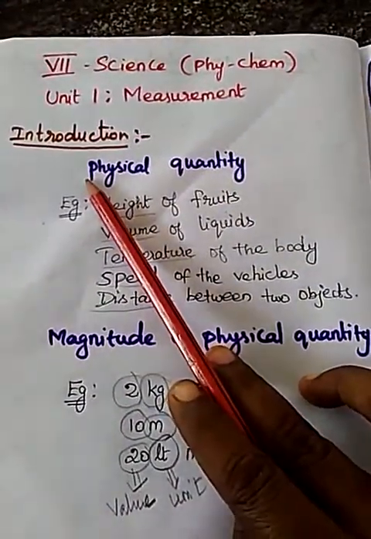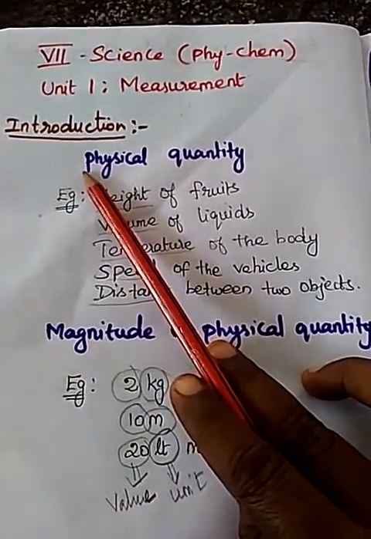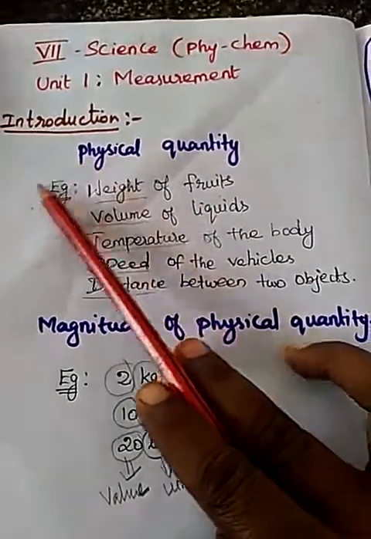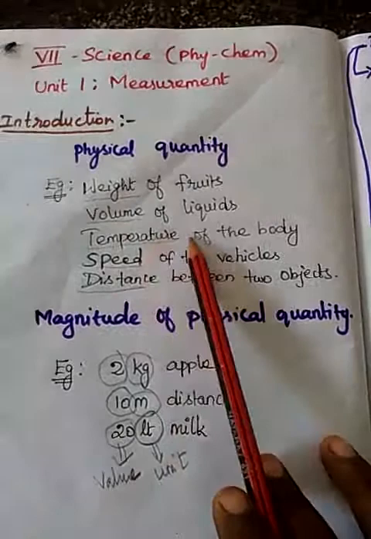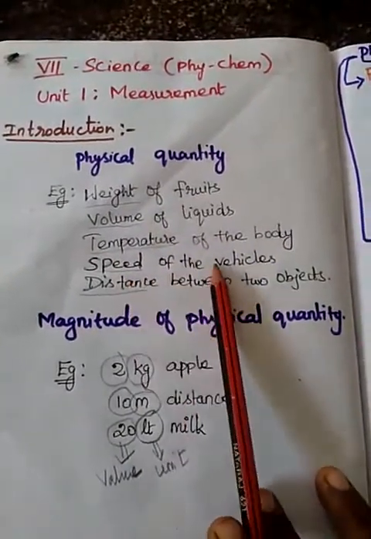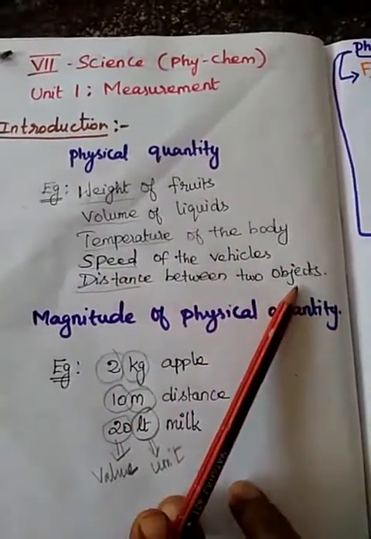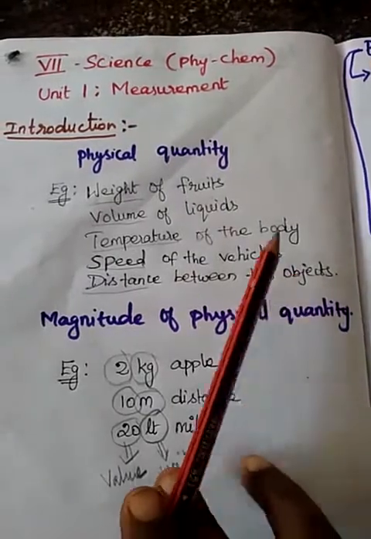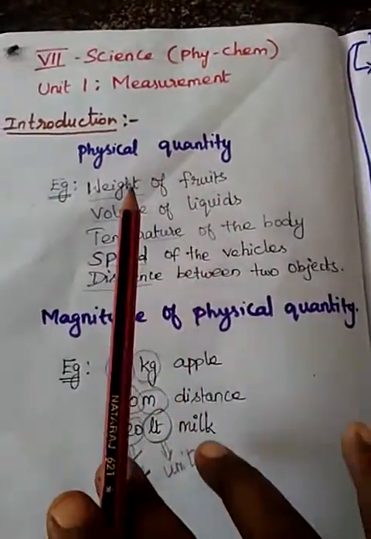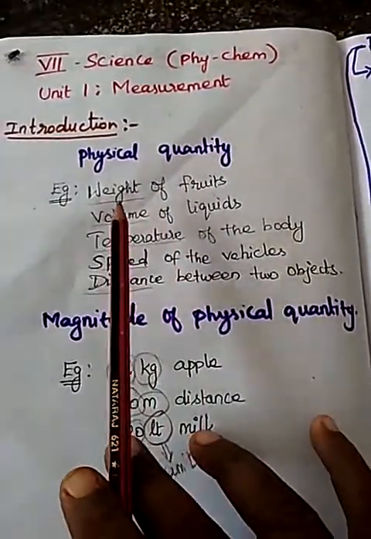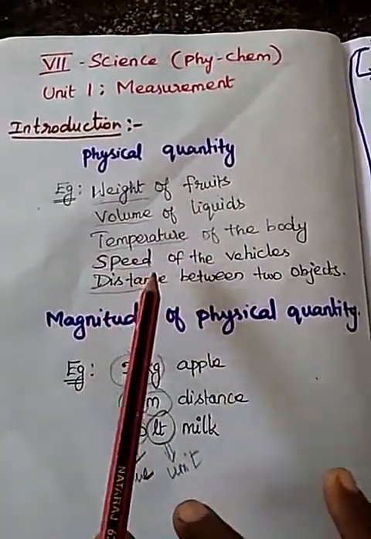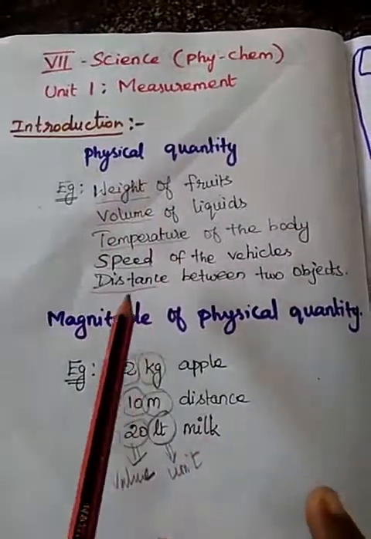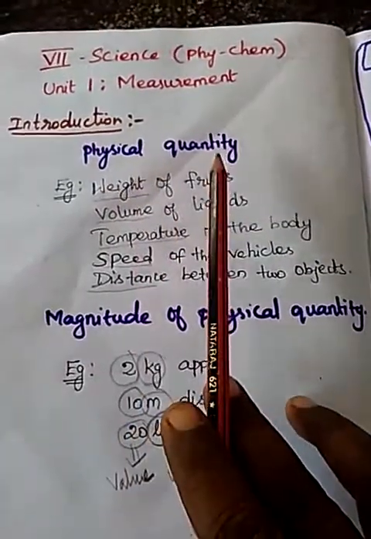Physical quantity. What is physical quantity? Here we see some examples: weight of fruits, volume of liquids, temperature of body, speed of the vehicle, distance between two objects. Here we see many measurements. Here weight, volume, temperature, speed, distance, these are called physical quantities.